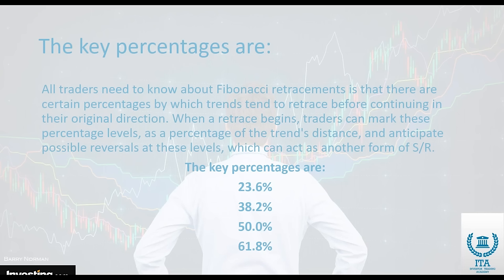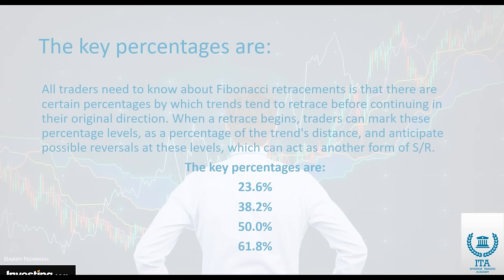Now 50 is not a Fibonacci number from the Fibonacci sequence. It is 50% of the distance the trend had gone up or down. It is so prevalent and recurs so often that it was added years and years ago. It's not something I added in. It's now part of the standard Fibonacci sequence for retracement. So we use 23.6, 38.2, 50, and 61.8.